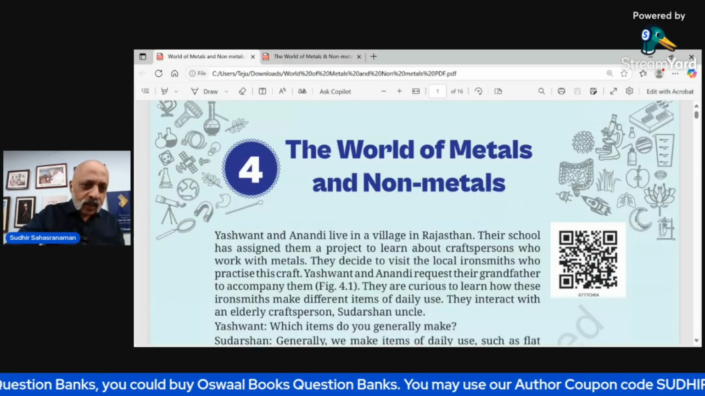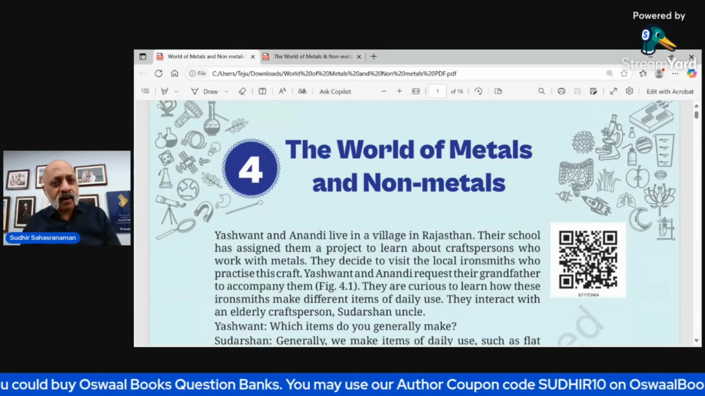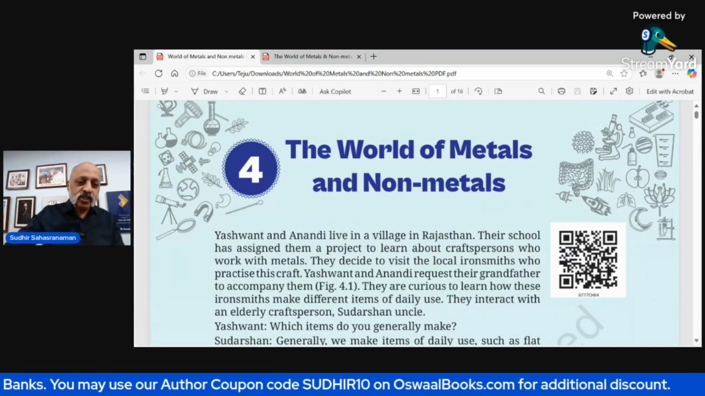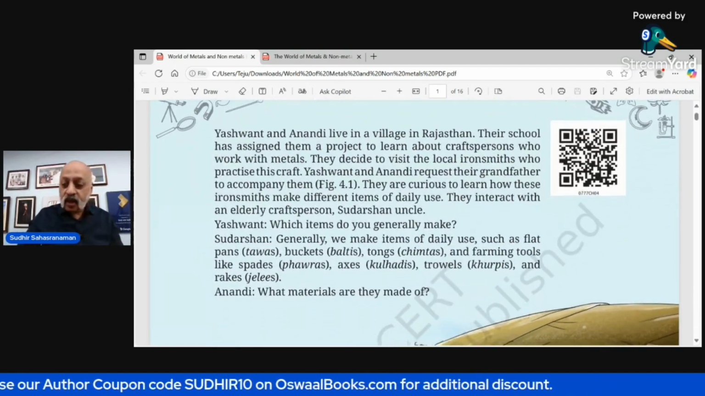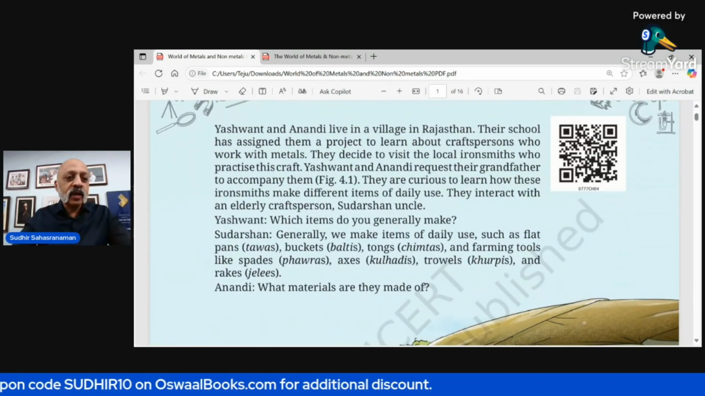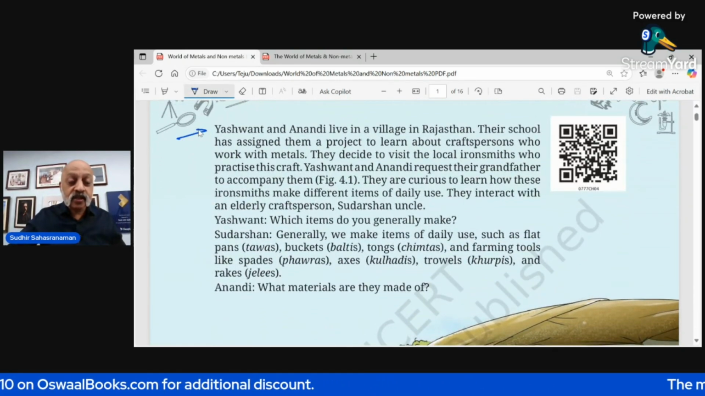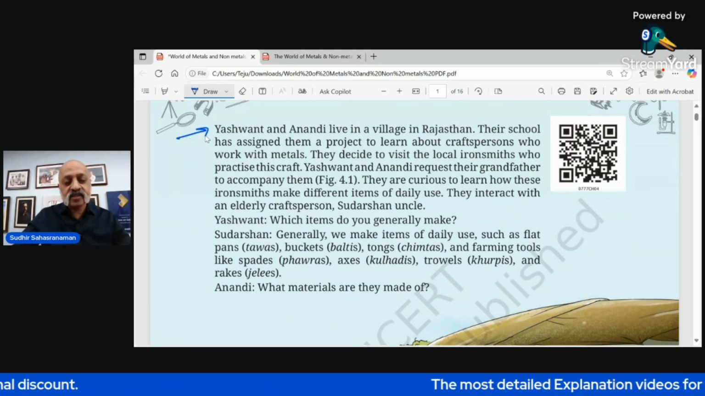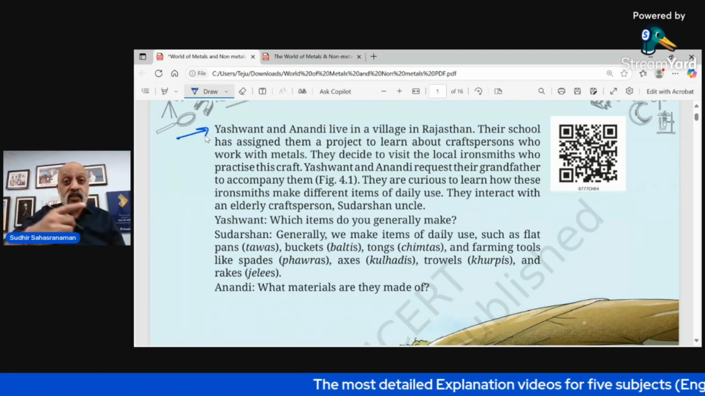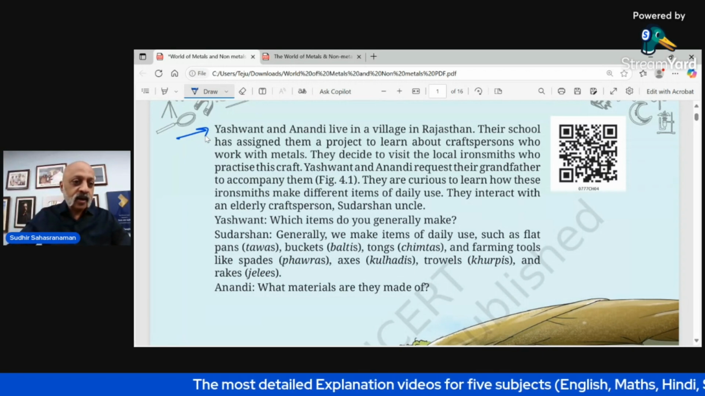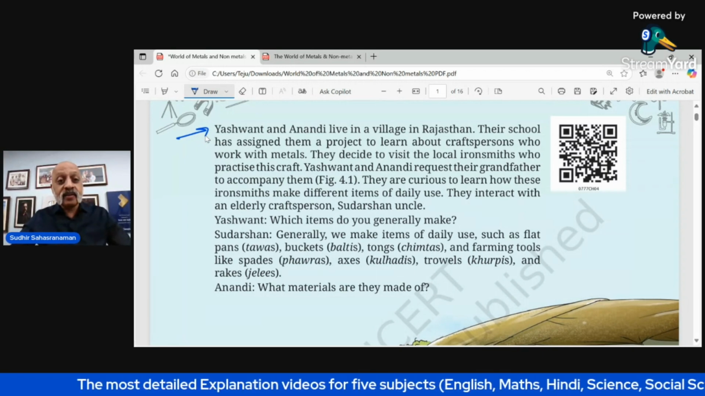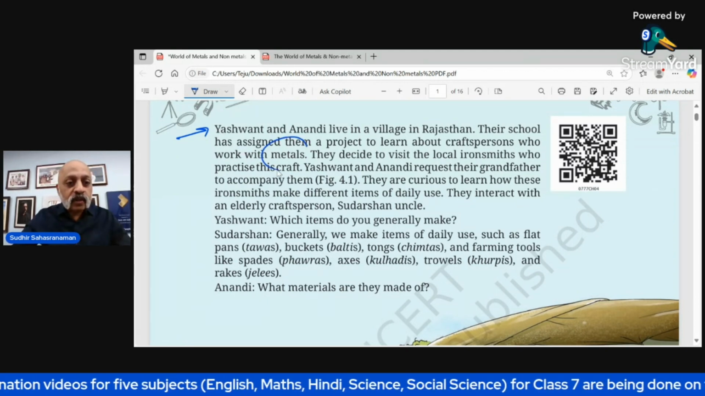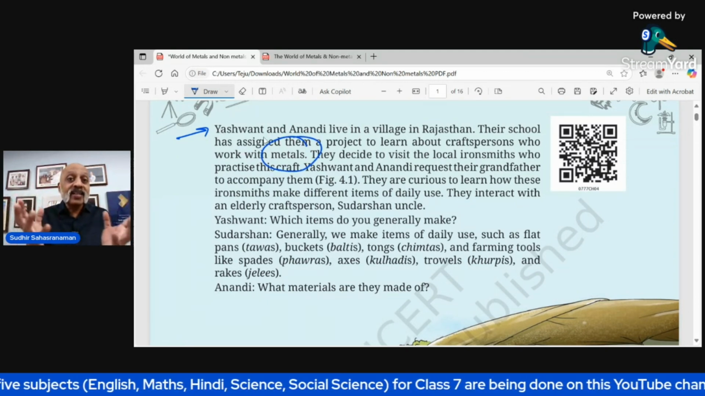Now, let's get into the NCERT textbook. And as usual, it starts with a fascinating story about Yashwant and Anandi who live in a village in Rajasthan. Rajasthan, which is in the northwestern part of India, the desert state of Rajasthan that shares its border with Pakistan. Now, their school has assigned them a project to learn about craftspersons who work with different kinds of metals.